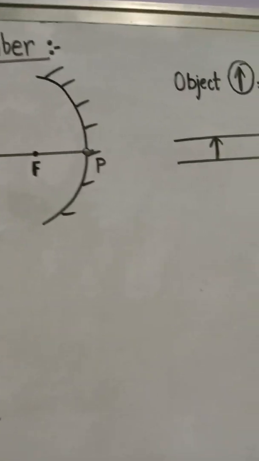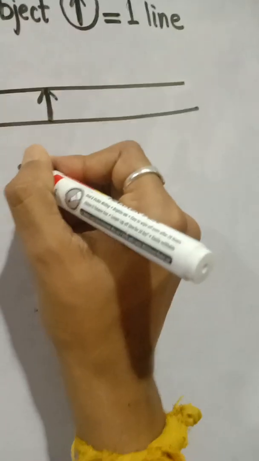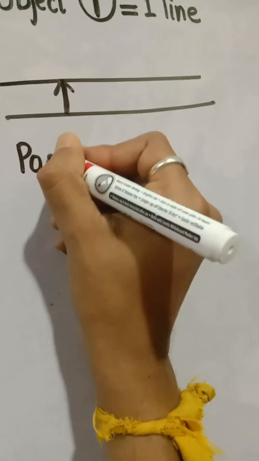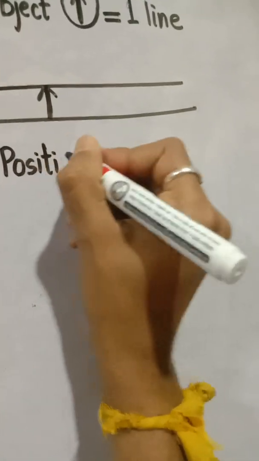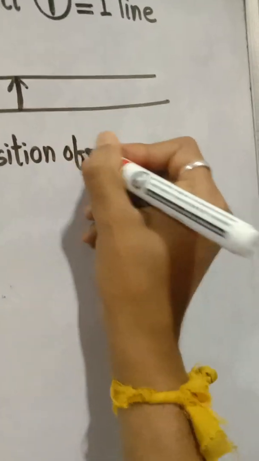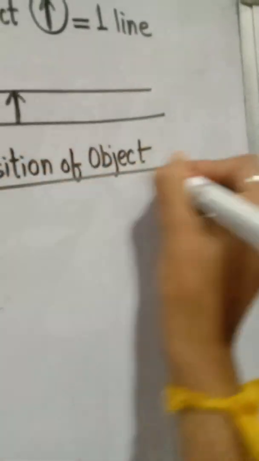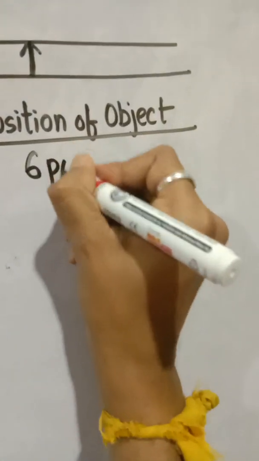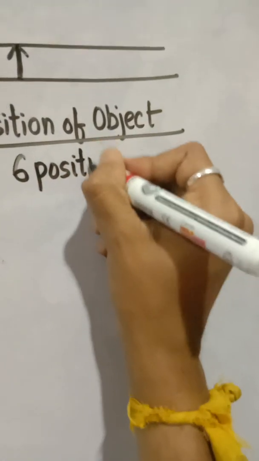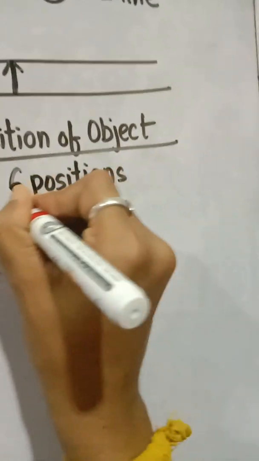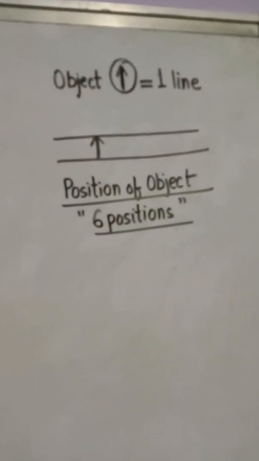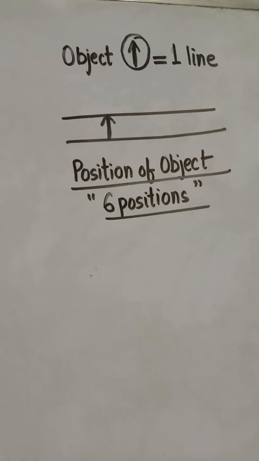Next, after drawing the object, we will put down the position of the object. So in total there are 6 positions that we will use. We will place the object at 6 different positions and then we will get 6 images. So in total you have to learn 6 image formations for the concave mirror.